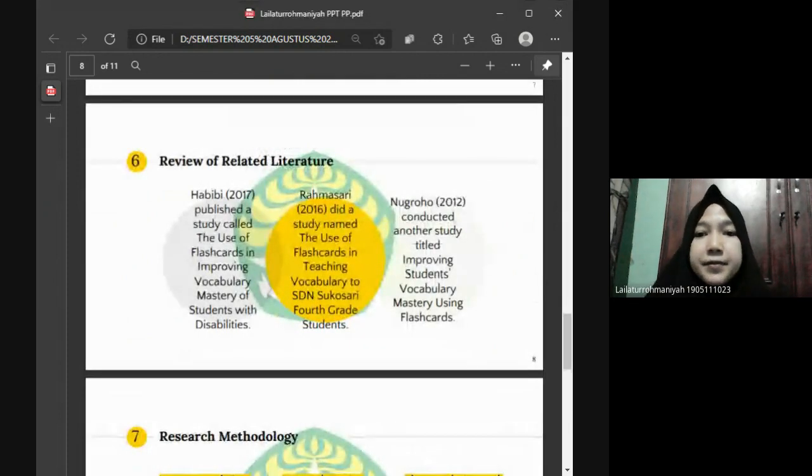Next, there is the review of related literature. First, Habibi 2017 published a study called The Use of Flashcards in Improving Vocabulary Mastery of Students with Disabilities. It was an action research in an integrated classroom utilizing flashcards to increase the vocabulary of disabled students in the second grade of SMP di Ponegoro Junrejo, Batu in the academic year 2017 and 18. The cycle consists of 4 meetings plus a post-test meeting.